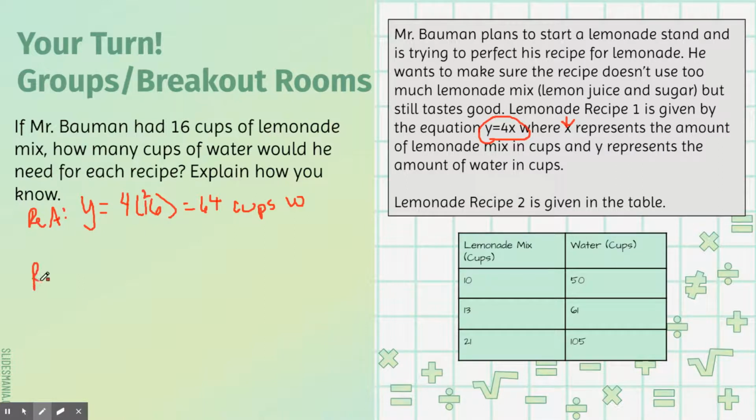Let's find out for recipe B. If you look at recipe B, we cannot see what the equation is. So we need to calculate it. So we're going to do that by doing k equals y divided by x. Our y is 50, our x is 10. So I'm going to do 50 divided by 10. 50 divided by 10 is 5.